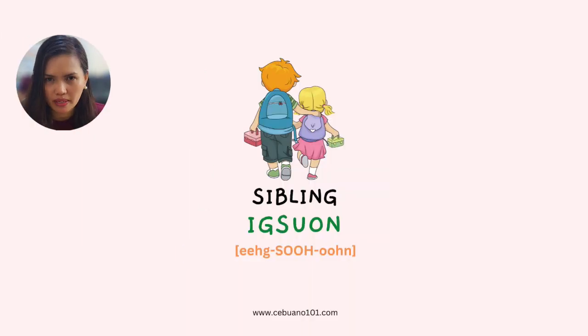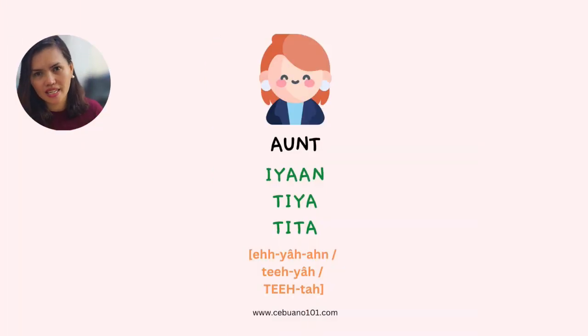Next one, we have igsuon, sibling. Sibling is igsuon. Right, next one, we have aunt or auntie. Iaan or tia. And another one is tita. I usually call my aunts tita or the short form ta, instead of tita. You know, Cebuano likes to shorten words, okay, to be efficient.